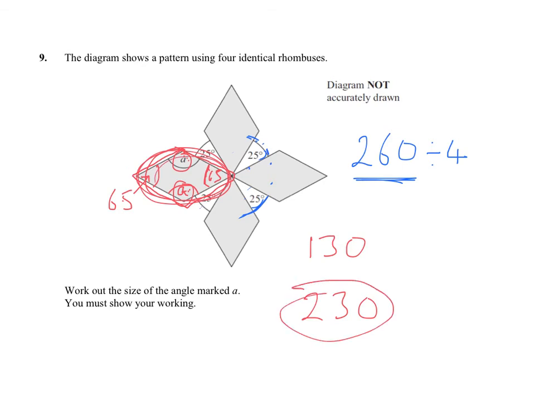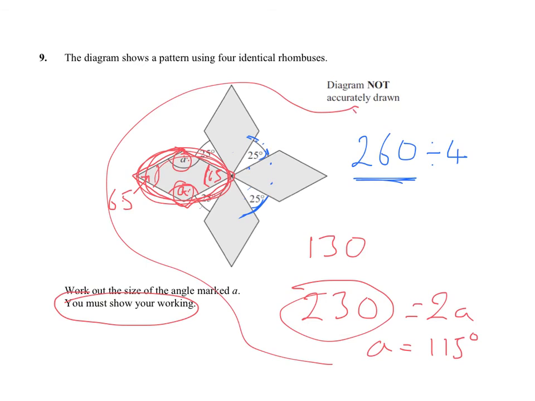And then, if that 230 is two A's, so one A would have to be 115 degrees. And don't forget, it says you must show your working out. So I've talked you through it, but the way we've written it here wouldn't get us full marks. We'd have to make sure we'd written down everything that we need.